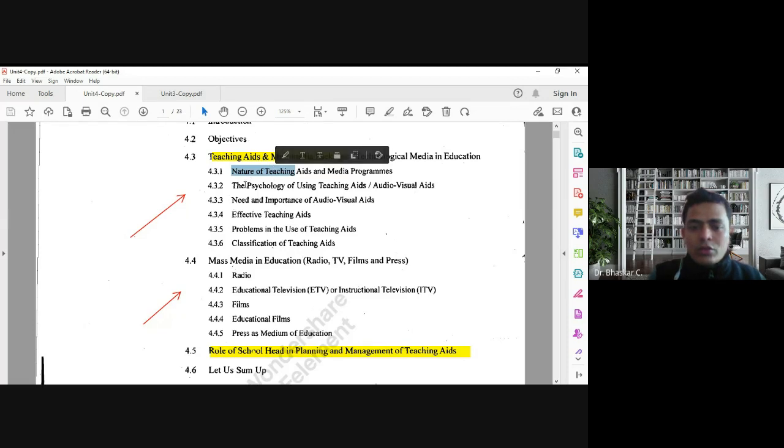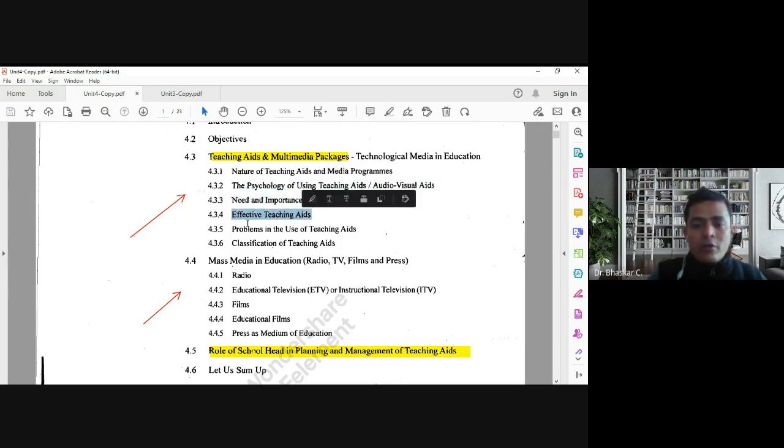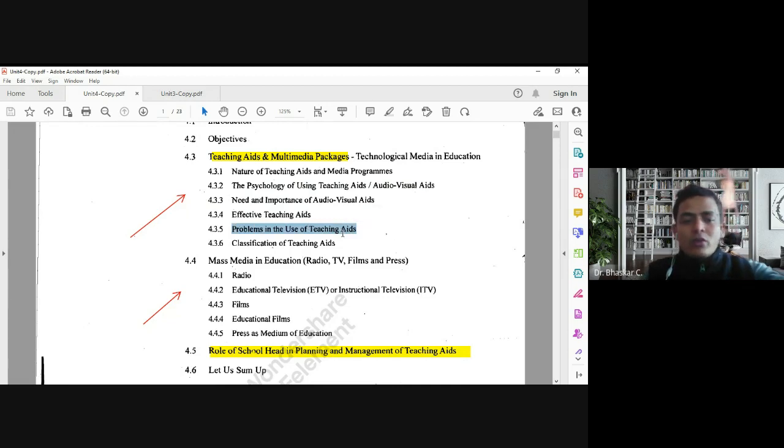We need to discuss its psychology. We need to understand its need and importance. We need to understand how it can be made more effective. We need to understand what the problems may be when you are using teaching aids. We need to understand the classification of teaching aids. We need to understand whether there are only these mass media or something else as well.